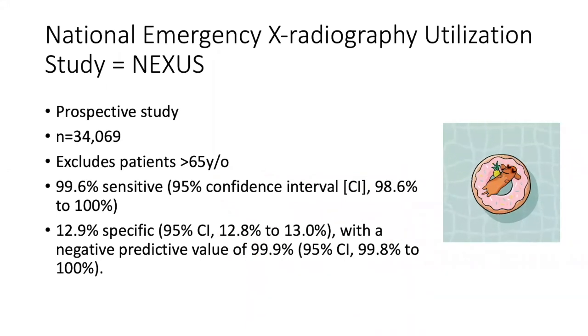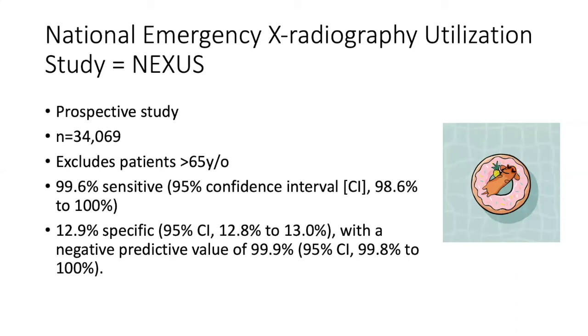It actually had a lot of people, 34,000, but it excluded patients over 65 years old. They found that it was 99.6% sensitive, so it's pretty good for ruling out, but not very good for ruling in, essentially. The specificity was actually quite low. In the study itself, of 118 injured patients, they missed 8 injuries, and of those 8 injuries, only 2 were clinically significant. So as per them, it was a pretty good study and a pretty good utilization of resources on who to scan or not to scan.